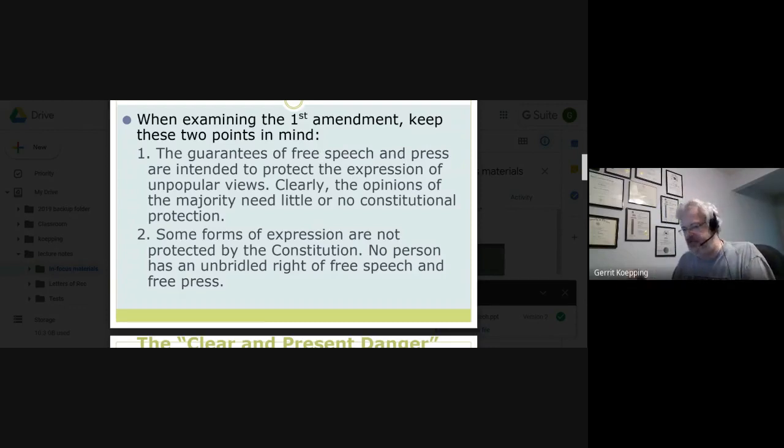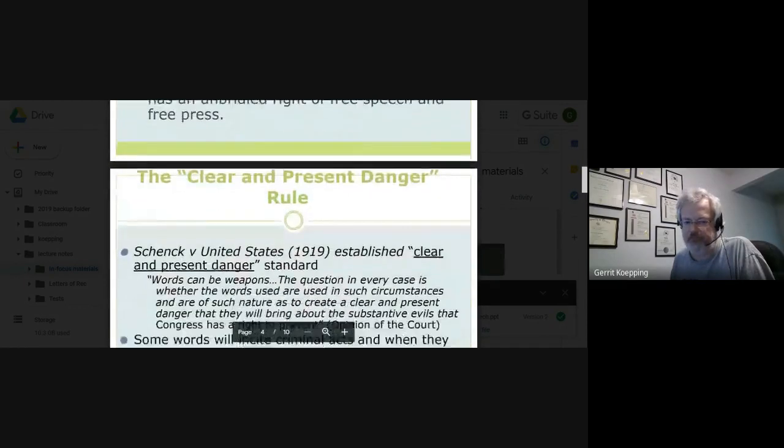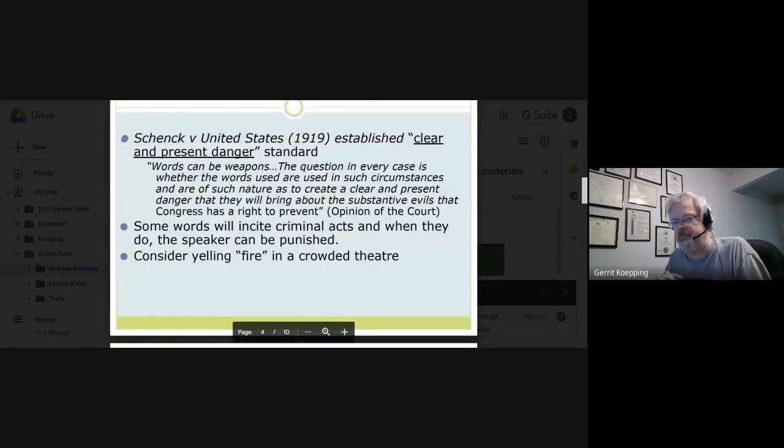So again, here in the United States, we do tend to have a broad understanding and broad protection of free speech. Now, partially that comes from this case, Schenck v. United States in 1919.